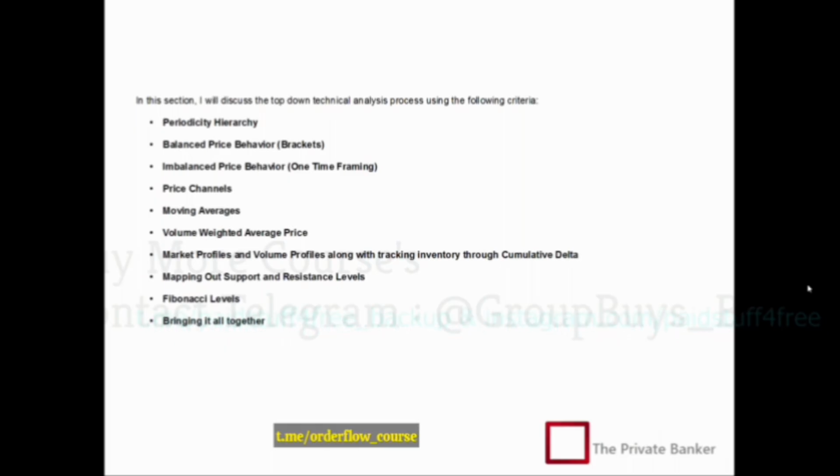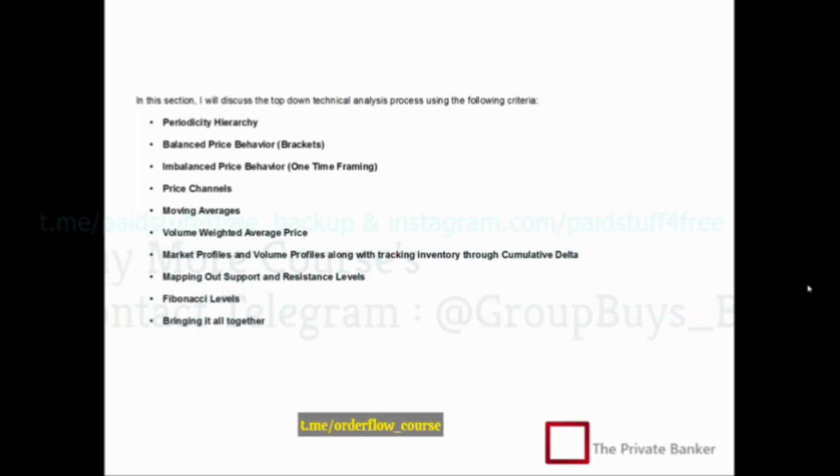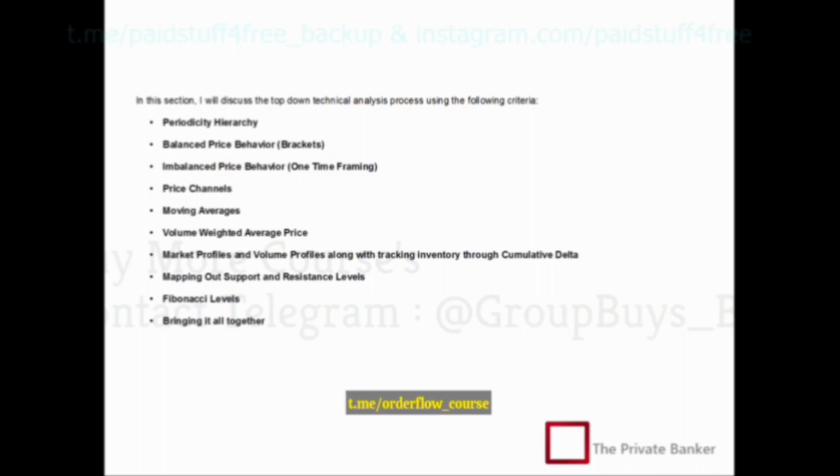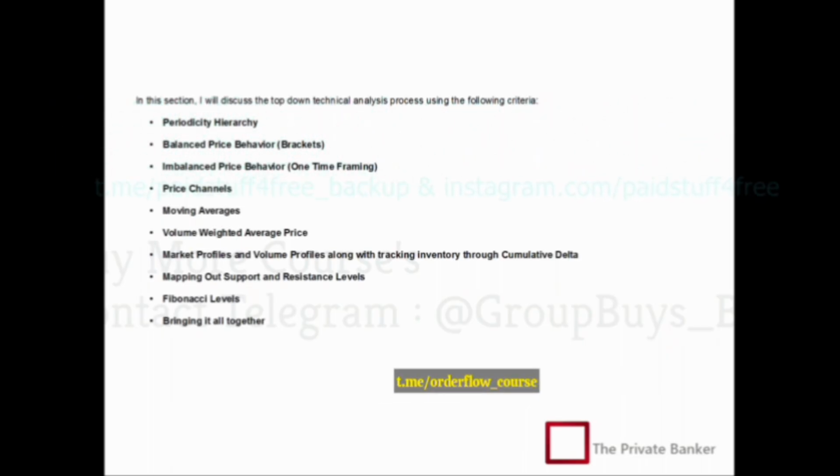In this section, I'll discuss the top-down technical analysis process using the following criteria. First, we'll talk about periodicity hierarchy. Then we'll talk about balanced price behavior, also known as brackets. Then we'll talk about imbalanced price behavior, also known as one-time framing. Then we'll go into how I look at price channels, and then on to moving averages. Then we'll talk about the volume weighted average price, or VWAP.